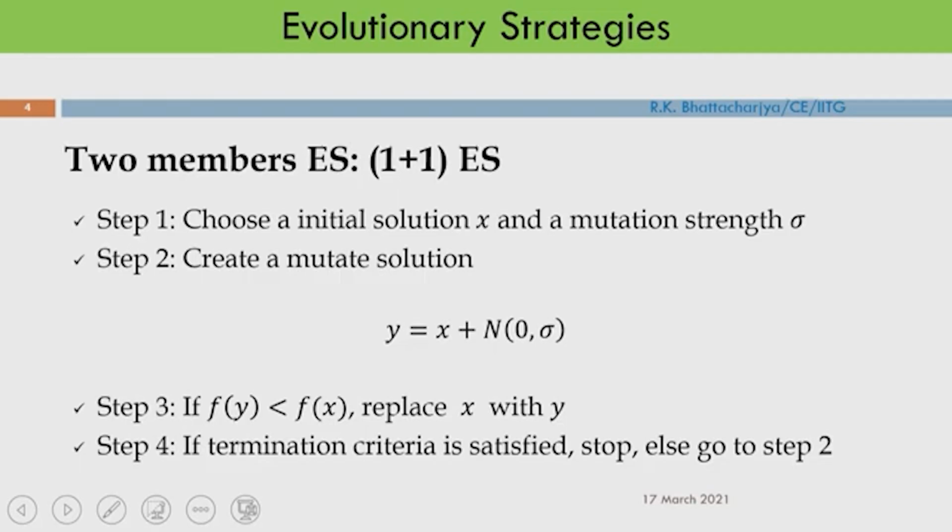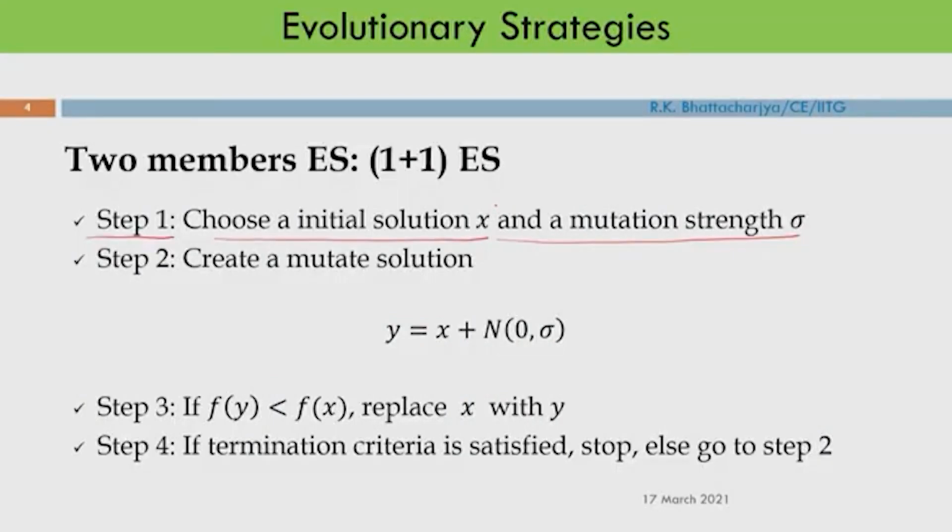It has only 4 steps. In step 1, you have to choose an initial solution x and a mutation strength sigma. We are starting with an initial solution, just like the classical method, where you have to give an initial point. Let us say that initial solution is x, and you have to define a mutation strength sigma. Okay. So, I have to define an initial solution and also the mutation strength sigma.